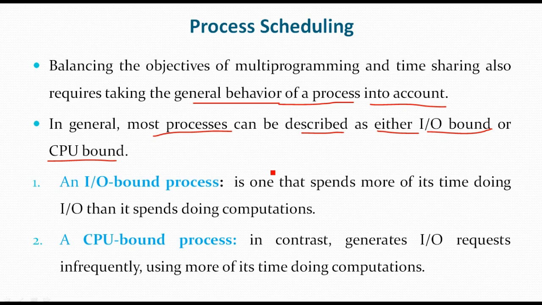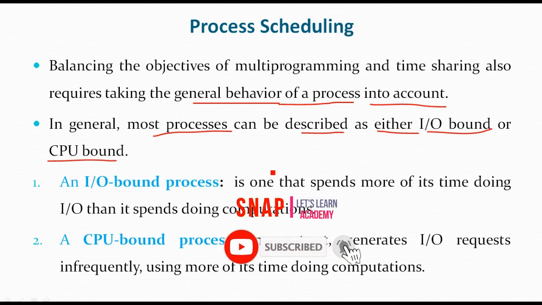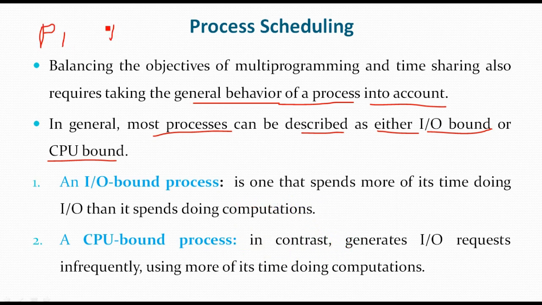If any process spends most of its time in the CPU, then it is called a CPU bound process. This is the simple definition I can give for the IO bound process and CPU bound process. Let me take an example of P1 and P2. Let me have only 2 examples. P1, let us assume, takes 10 milliseconds in total.